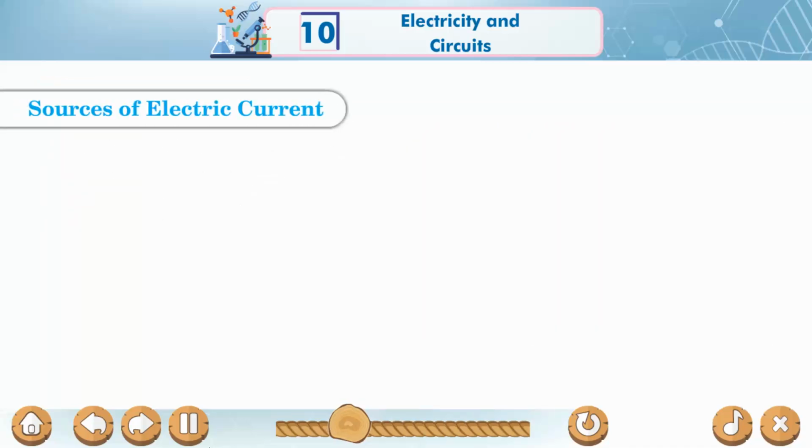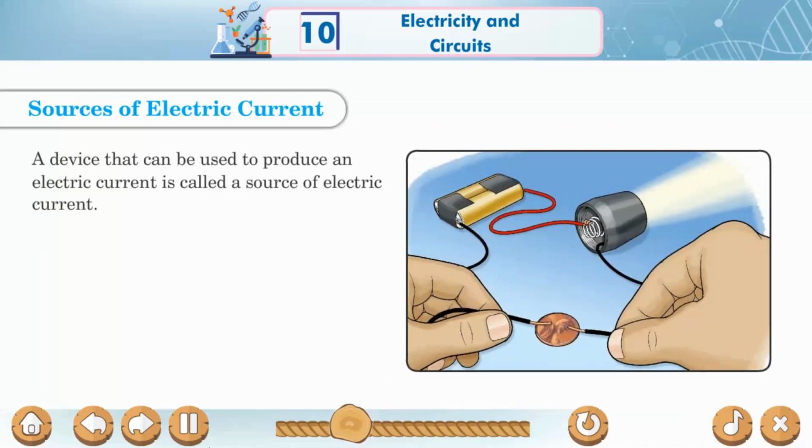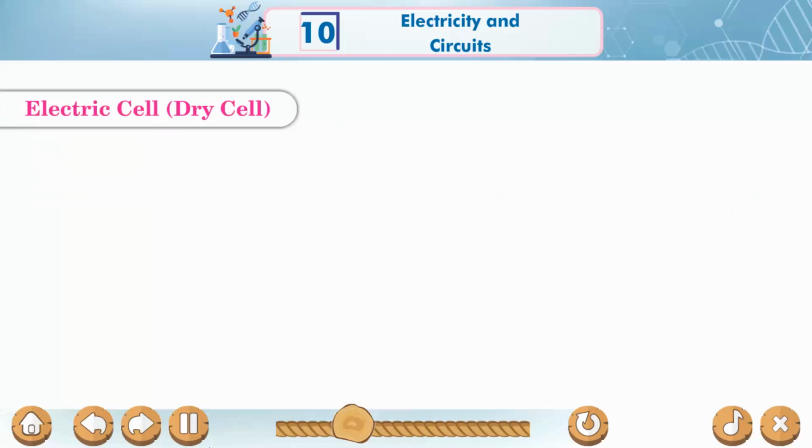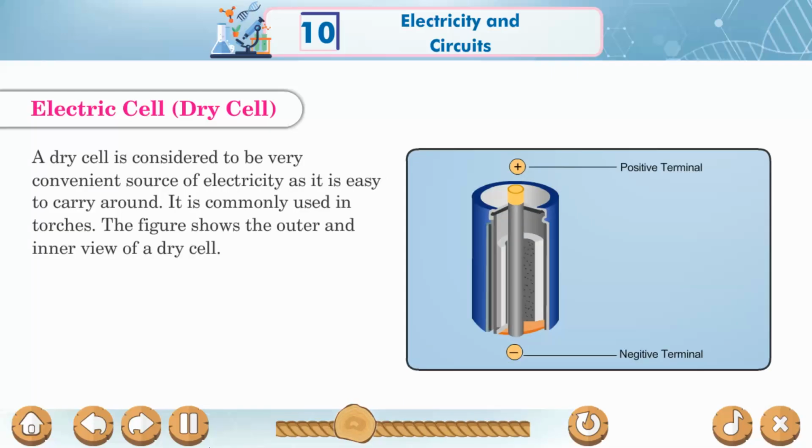Sources of electric current. A device that can be used to produce an electric current is called a source of electric current. Electric cell, dry cell. A dry cell is considered to be a very convenient source of electricity as it is easy to carry around. It is commonly used in torches. The figure shows the outer and inner view of a dry cell.